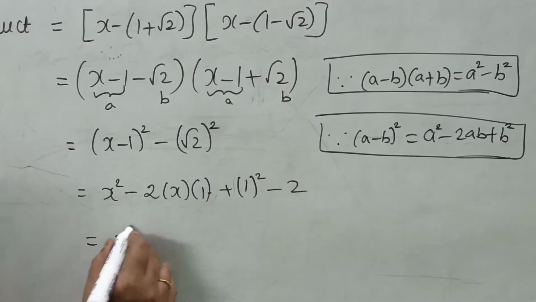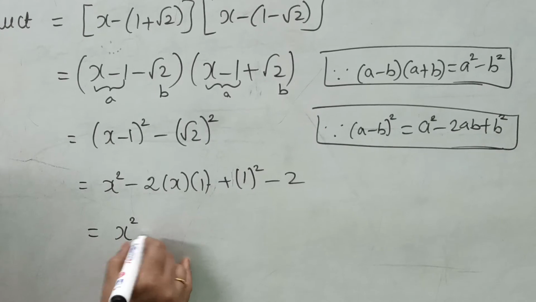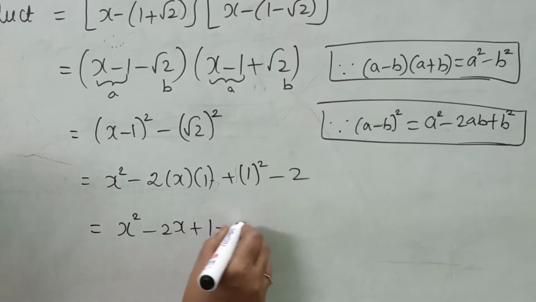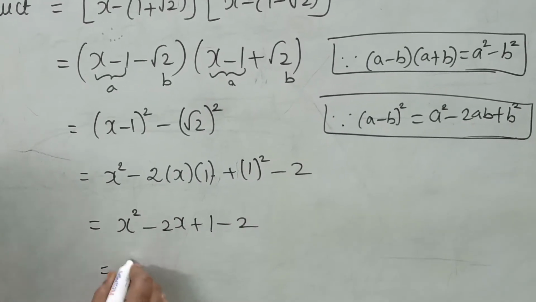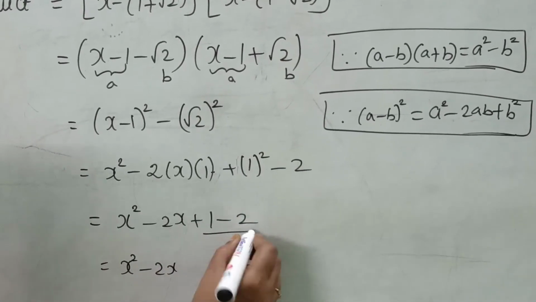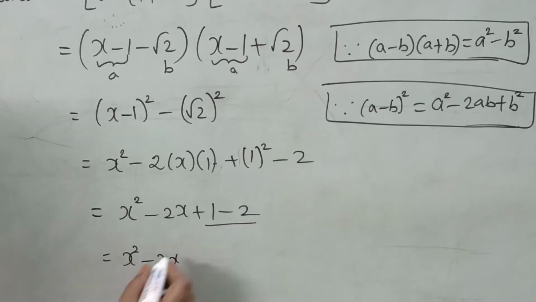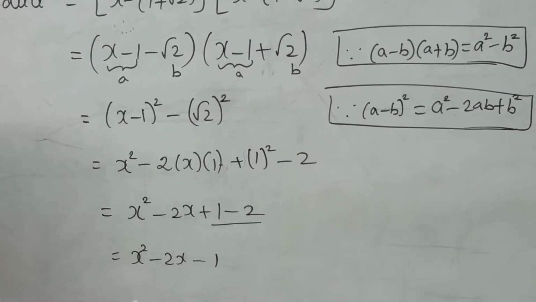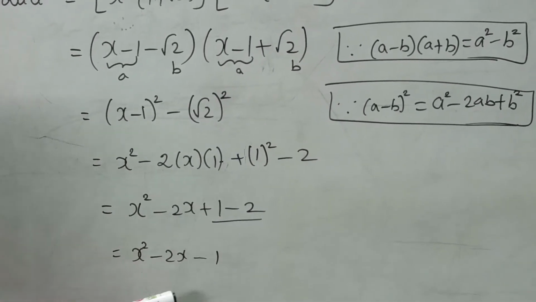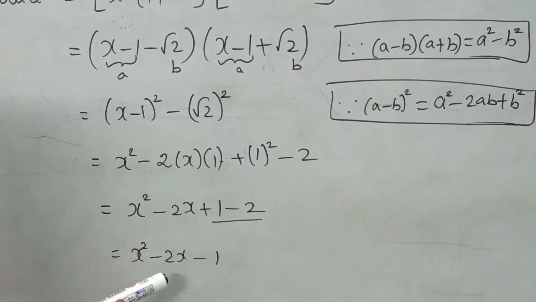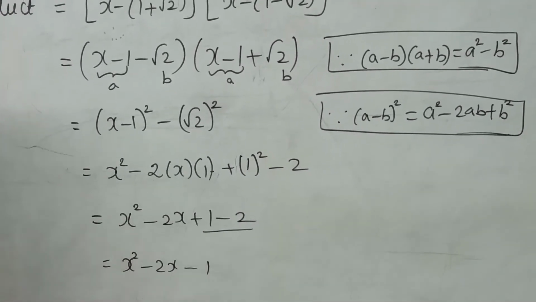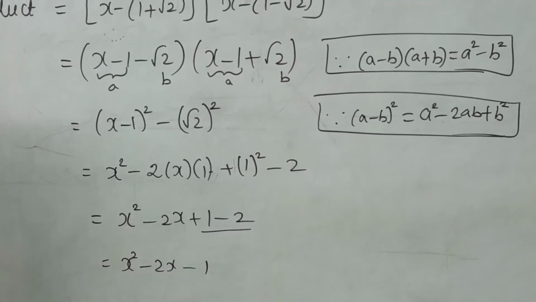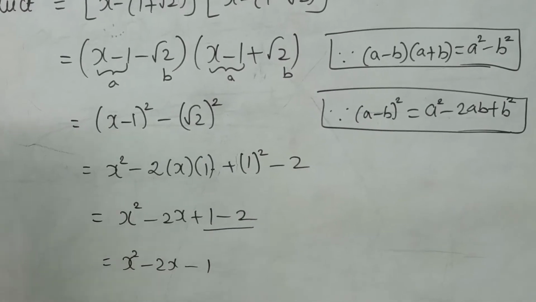x square minus 2x into 1, that is minus 2x, plus 1 square, which is 1, minus 2. These two terms are like terms. 1 minus 2 is minus 1. We found the product of the factors. We are going to divide the given equation by this factor. We get one quotient. Then we have to equate the quotient to 0. We get the third root of the equation.